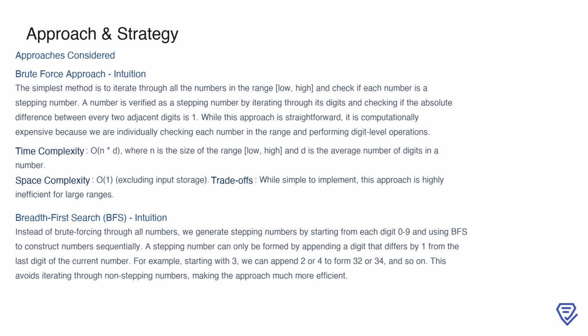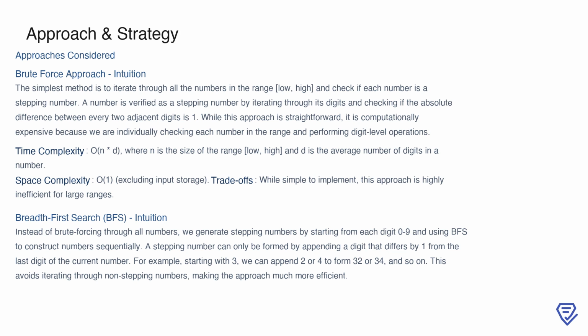To solve the stepping numbers problem, we first consider a brute force approach. The idea here is simple: iterate through every number within the range [low, high], and check whether each number qualifies as a stepping number. A number qualifies if the absolute difference between every two adjacent digits is exactly 1. While this method is straightforward and easy to understand, it becomes computationally expensive. For every number, we must check its digits individually, which leads to a time complexity of n*d, where n is the size of the range and d is the average number of digits per number. The space complexity is minimal, as we don't need additional data structures.